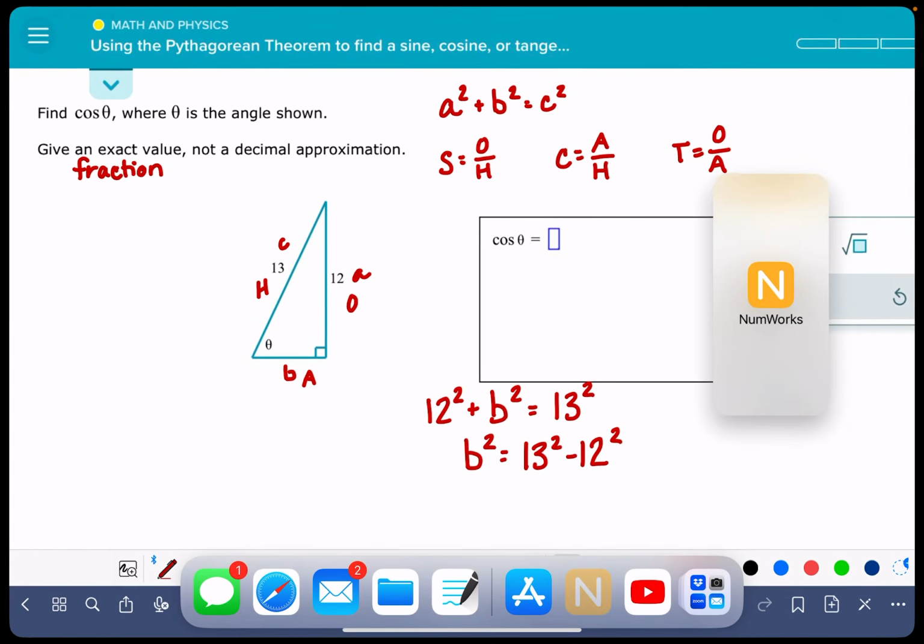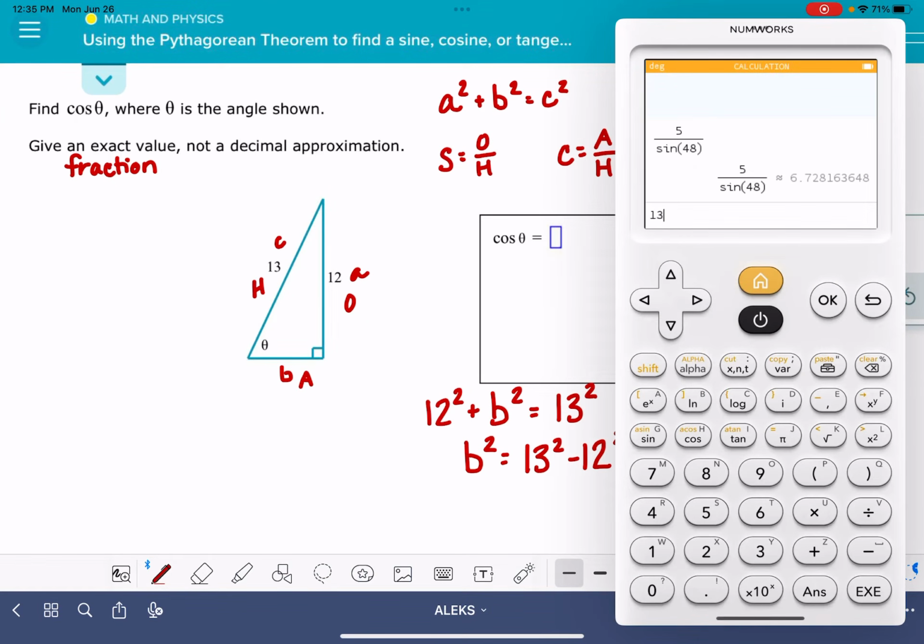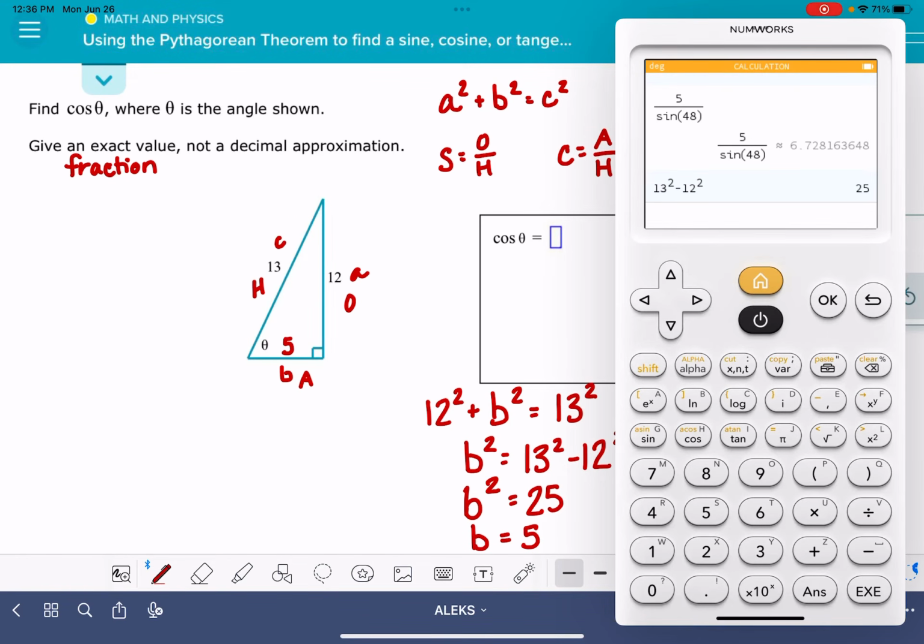And I'm going to get my calculator out to solve that. 13 squared minus 12 squared is 25. b squared is 25. So that side length b is 5. I'm just going to write that on there. And then to solve for my cosine of that angle theta, the cosine, which we have is kind of hidden a little bit over here, is the side length a, the adjacent, which we just determined is 5, over the hypotenuse, which is 13. So the cosine of theta is 5 over 13.